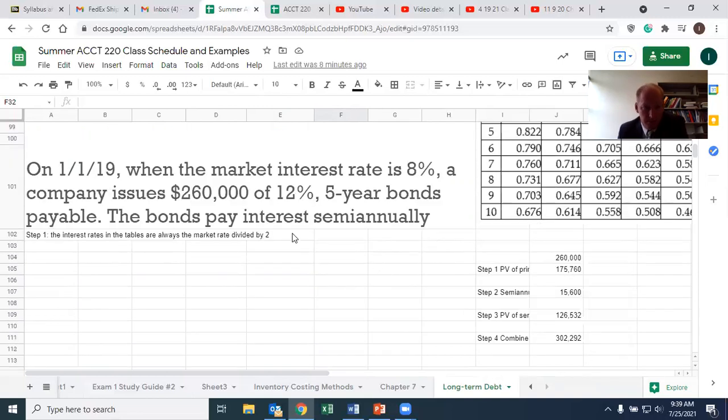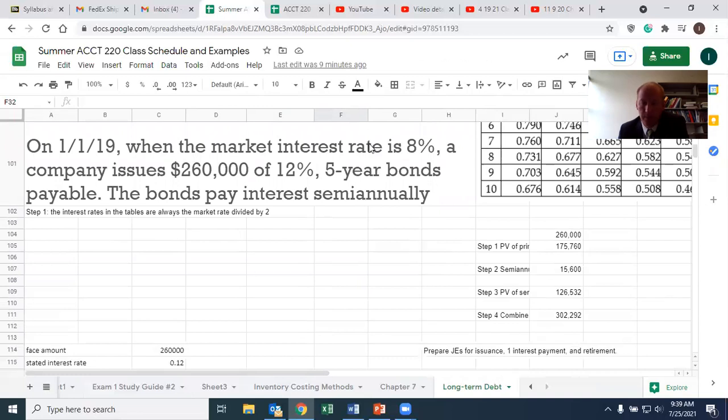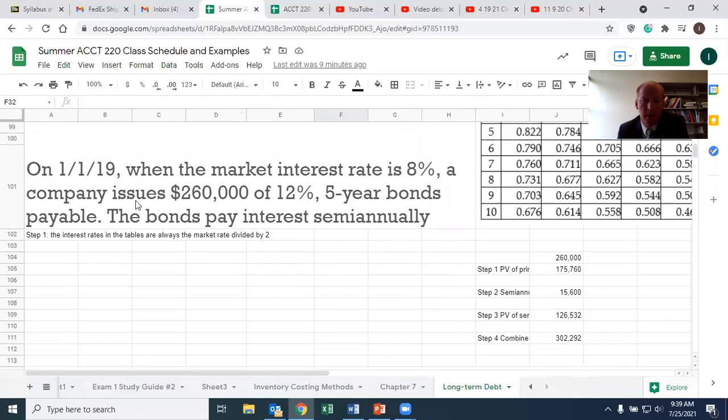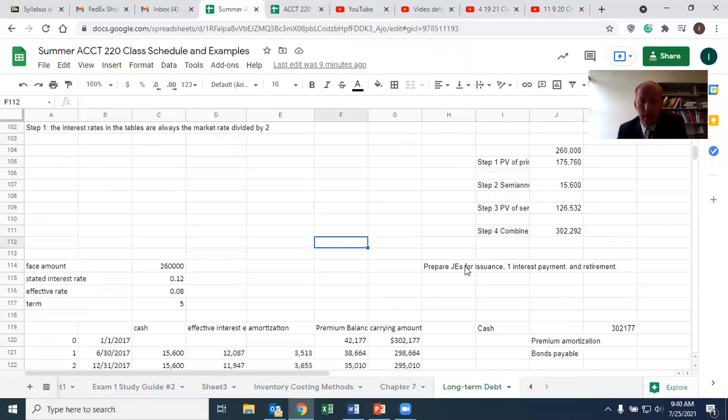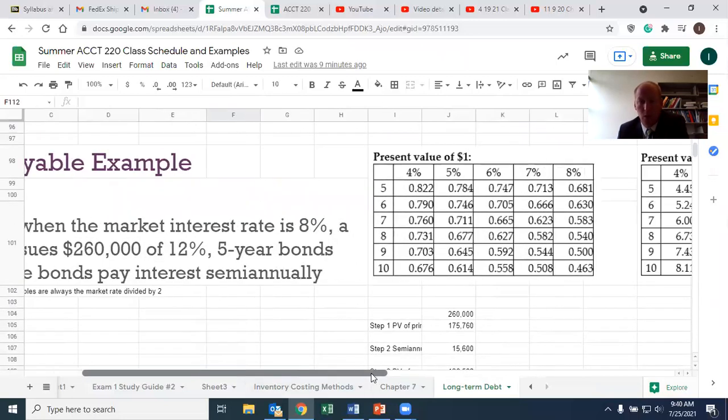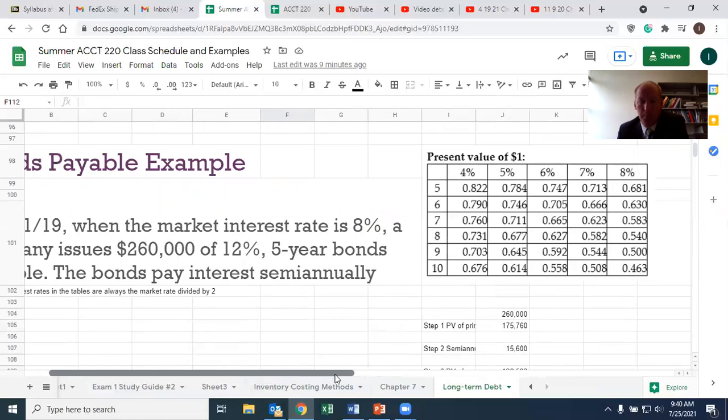So the logic is this, and I know there are videos on this because I just watched one, but I guess I'll just keep going real quick. We issued $260,000 of 12% 5-year bonds payable. Bonds pay interest semi-annually. That's just how bonds work here in the United States. It's not the case around the world, but that's how I want you to learn it. And I want you to use the effective interest rate, because that is really the only method that's allowed by GAAP.